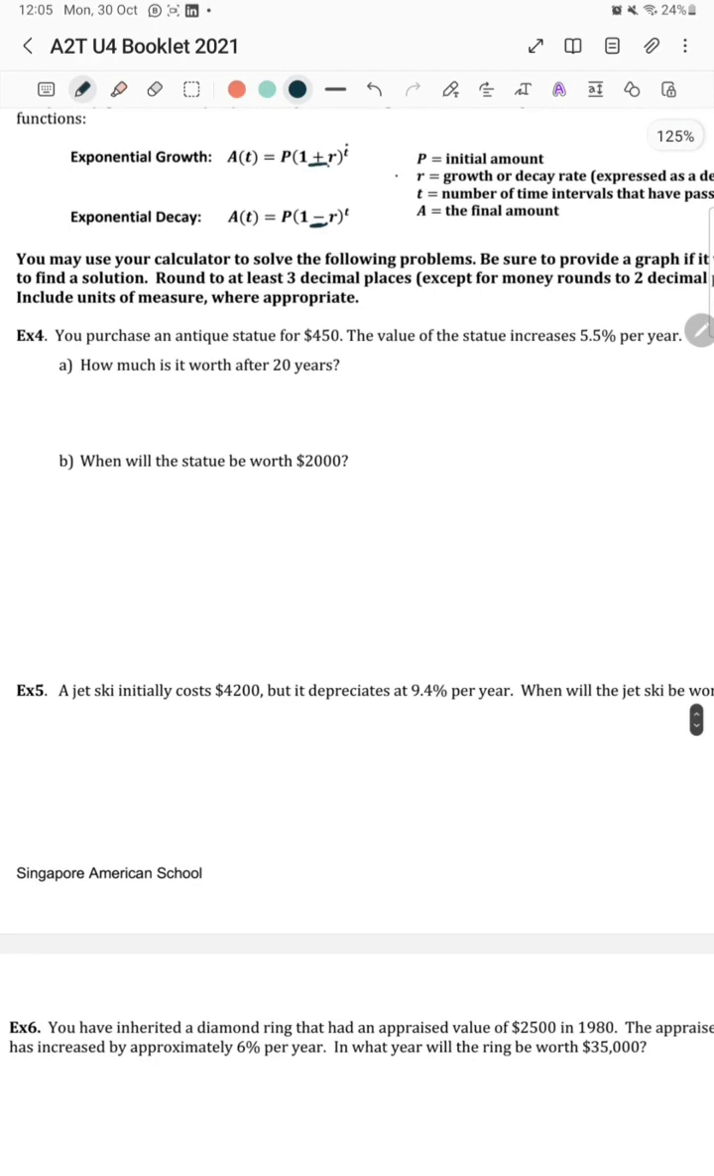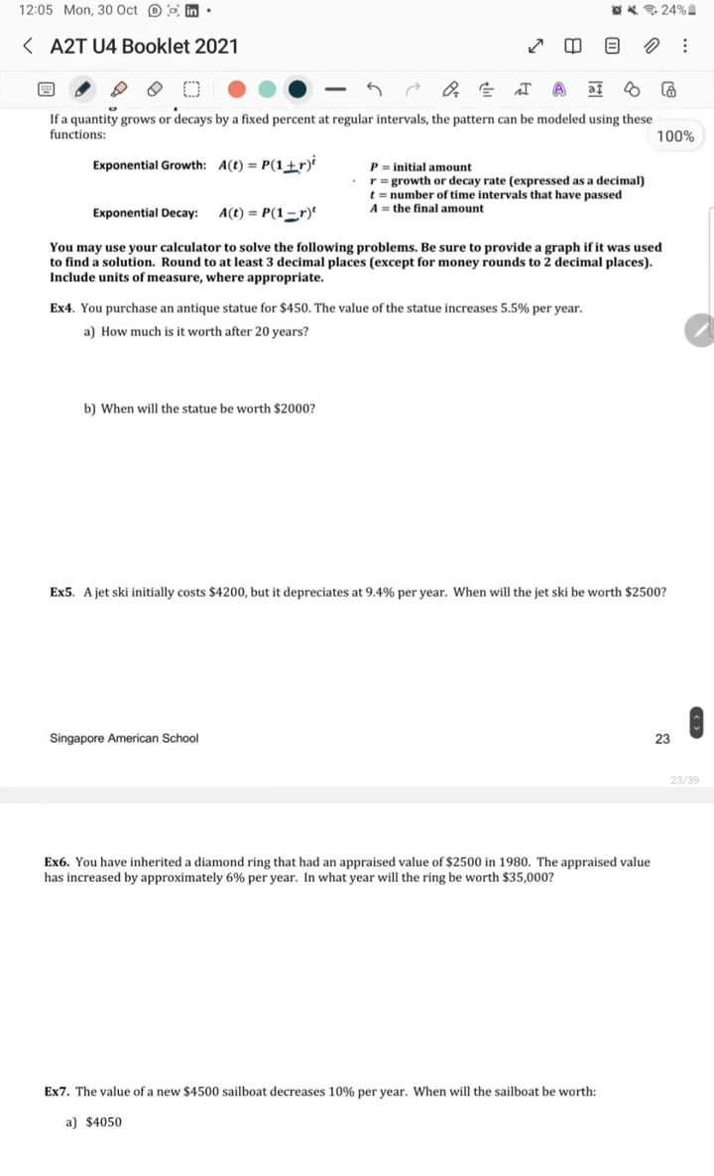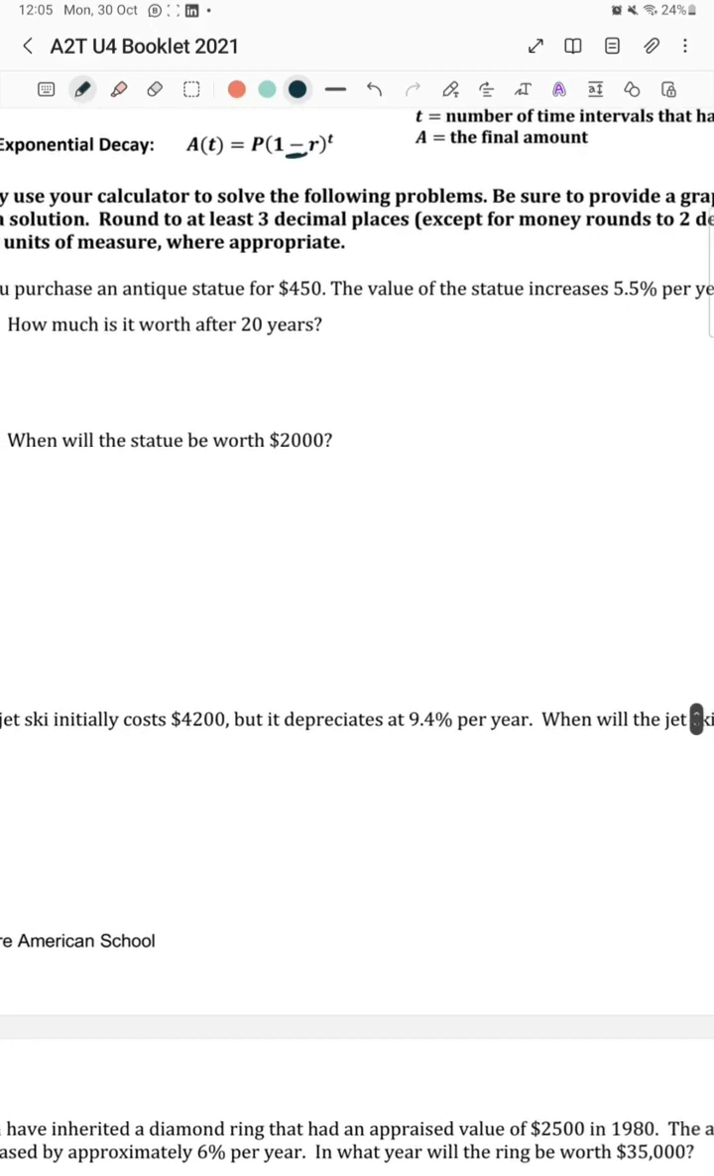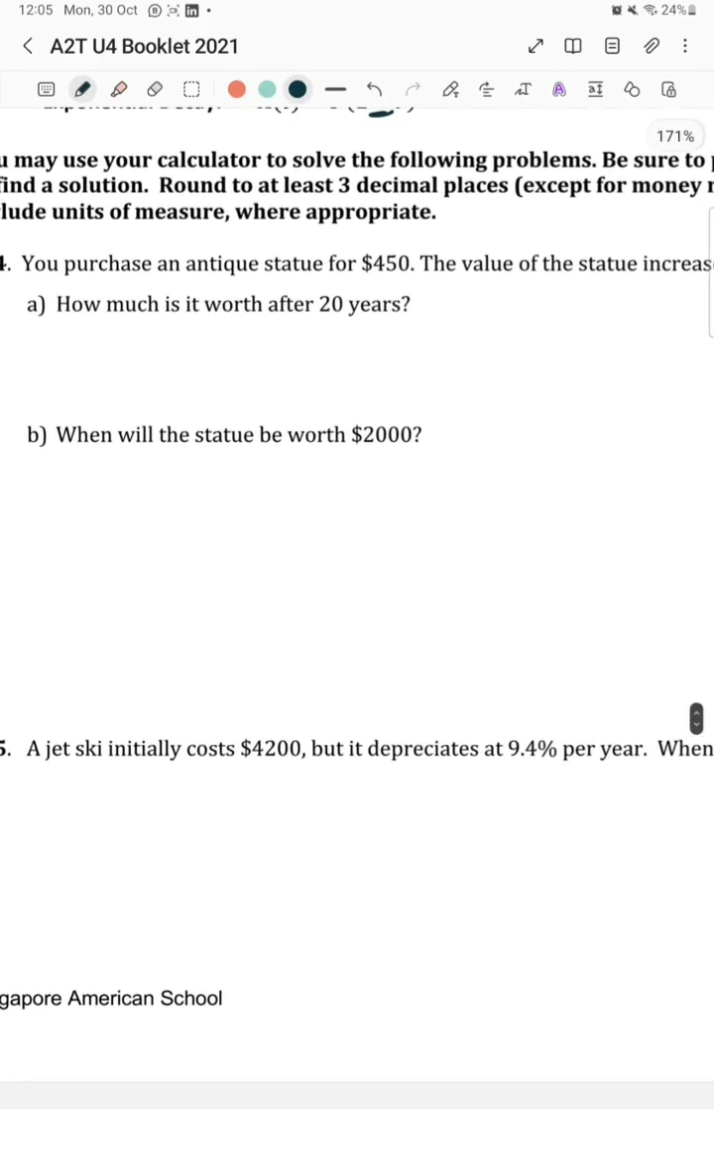So let's solve some questions using exponential growth and decay so that we can know what the practical applications of these are. Okay, so the first question is: you purchase an antique estate for $450. The value of the estate increases 5.5% per year. How much is it worth after 20 years?